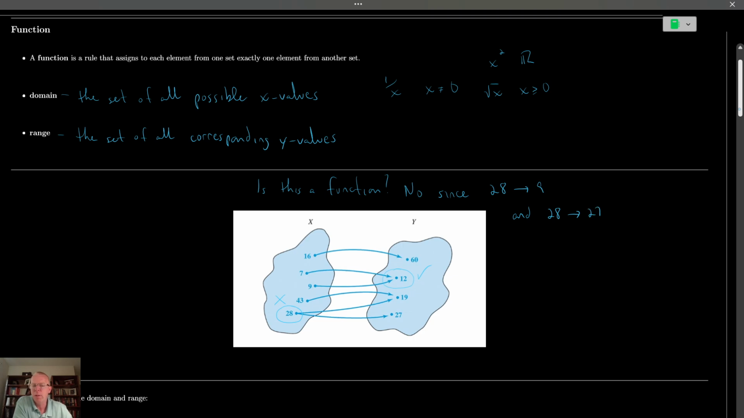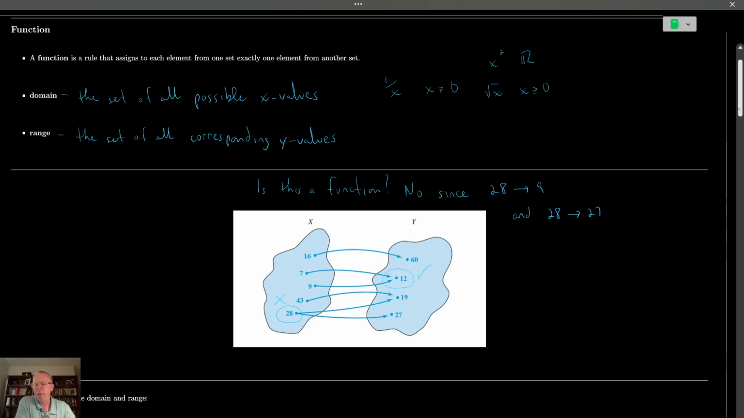So if you see a picture like this, all you need to do is look to see if there is some x over here that is going to two different y's over here. If there is, then it's not a function. If all of these just have one arrow coming out of them, then it would be a function. So if we just delete one of these two arrows, then we would have a function.